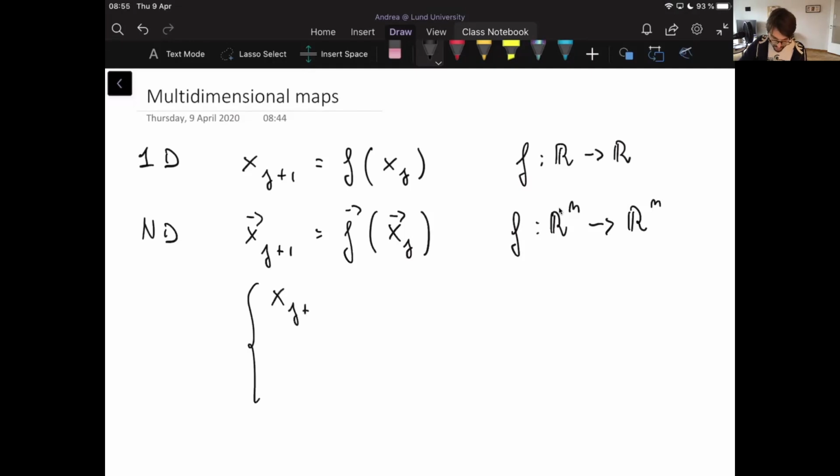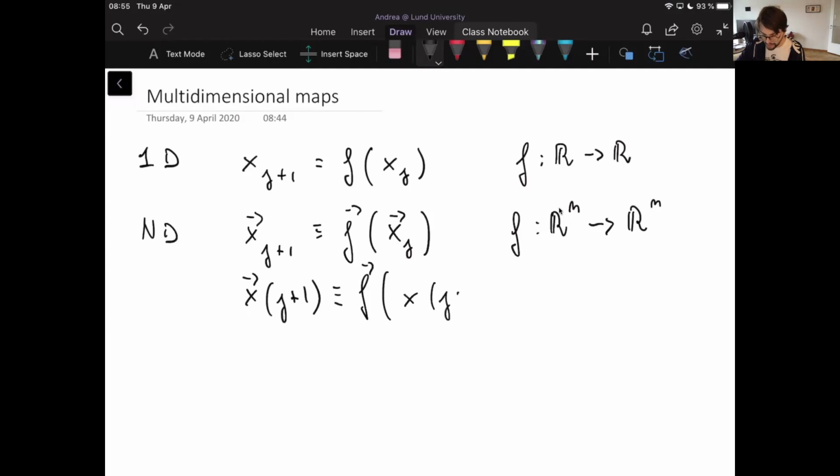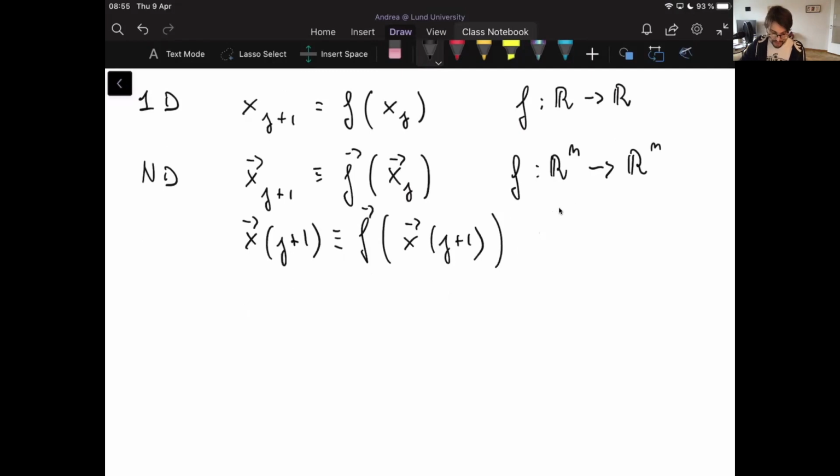I also define it and use it in this way, even though you have to take into account that x of j plus 1 is not exactly a function of x. So we have two notations, both of which are not ideal, but I did not come up with a better notation to satisfy our system.